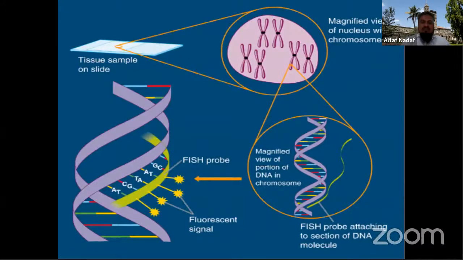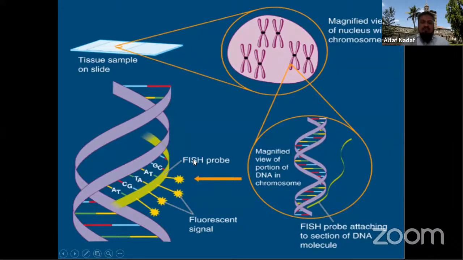That has been explained in another way. You have the tissue sample on your slide, and this is a magnified view. Suppose you have specifically selected the metaphase stage, so the chromosomes are highly condensed here. And these chromosomes are denatured.